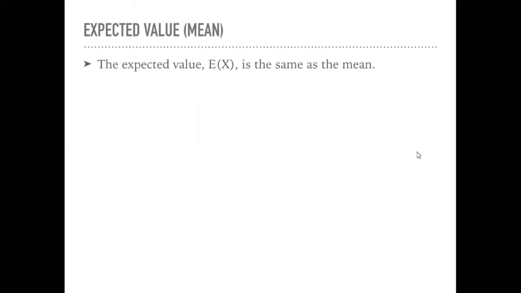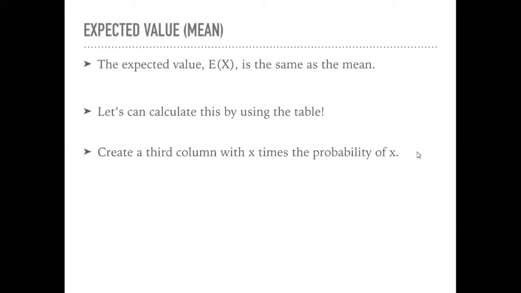Next, we talk about expected values. Expected value we can abbreviate as E of X. This is the same thing as the mean, so we can use expected value and mean interchangeably, and you will see that on your homework a little bit. We are able to calculate this by using the table. Create a third column with X times the probability of X, and then adding that column up, we would have the expected value.